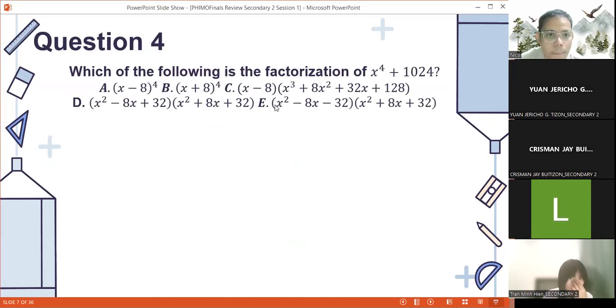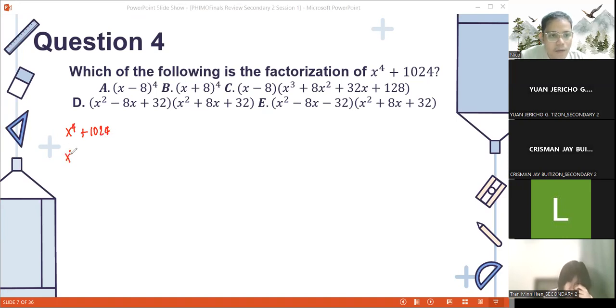Let's have number 4. Which of the following is the factorization of x to the 4 plus 1024? Take note, it is stated here that the factorization. When you say factorization, it becomes factors, and these factors will have the lowest degree possible. So let's start first with x to the 4 plus 1024. 1024 is not raised to 4, right? We want this one to be a number raised to 4, but it's a bit difficult because there's no such thing.